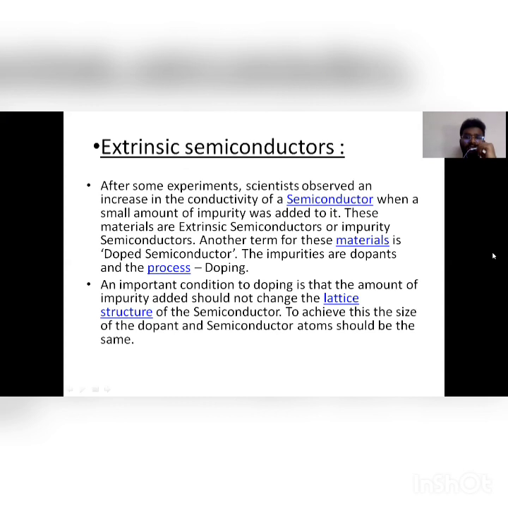After some experiments, scientists observed an increase in the conductivity of a semiconductor when a small amount of impurity was added to it. These materials are extrinsic semiconductors or impurity semiconductors. Another term for these materials is doped semiconductors. The impurities are the dopant and the process is doping. An important condition for doping is that the amount of impurity added should not change the lattice structure of the semiconductor. To achieve this, the size of the dopant and semiconductor atoms should be the same.